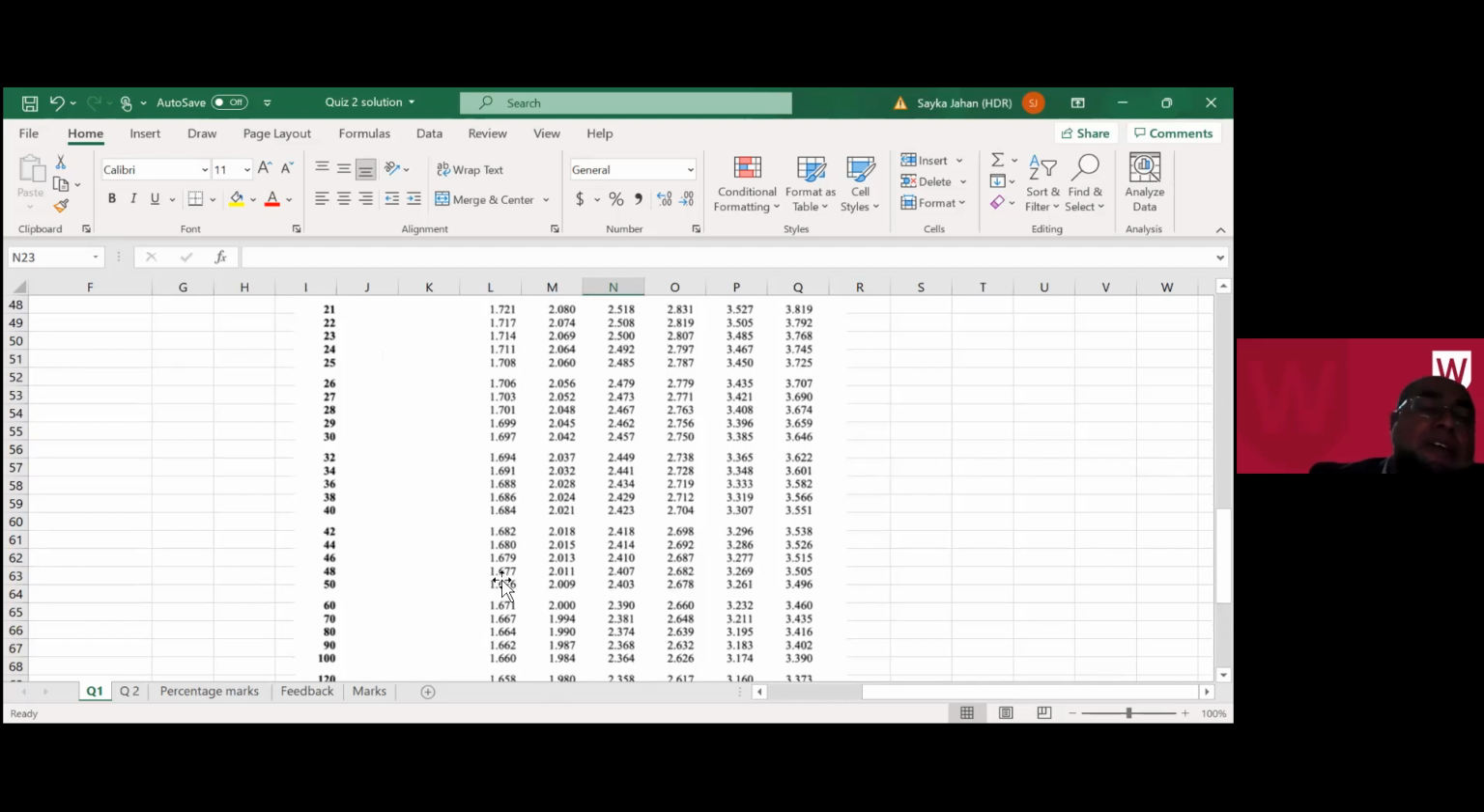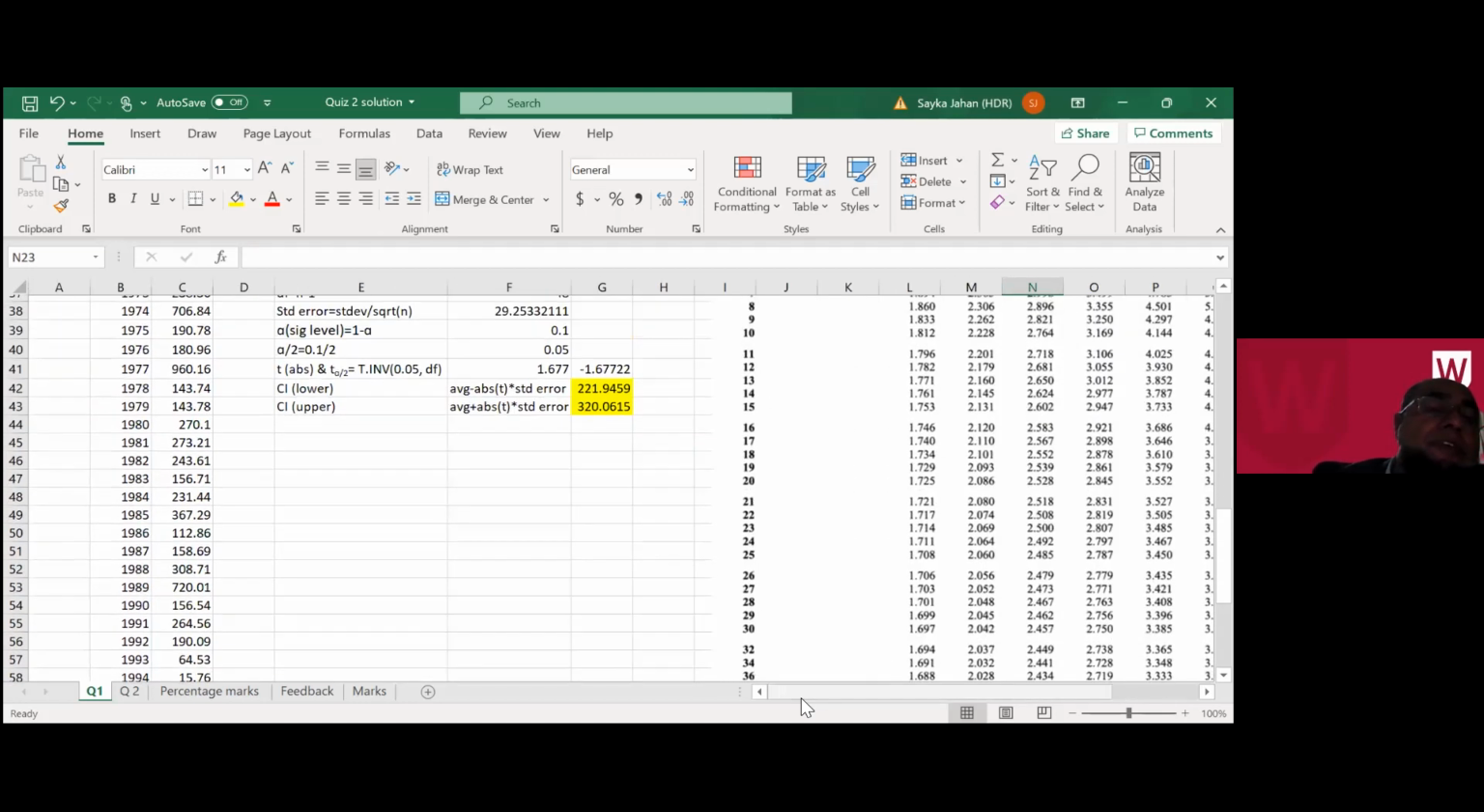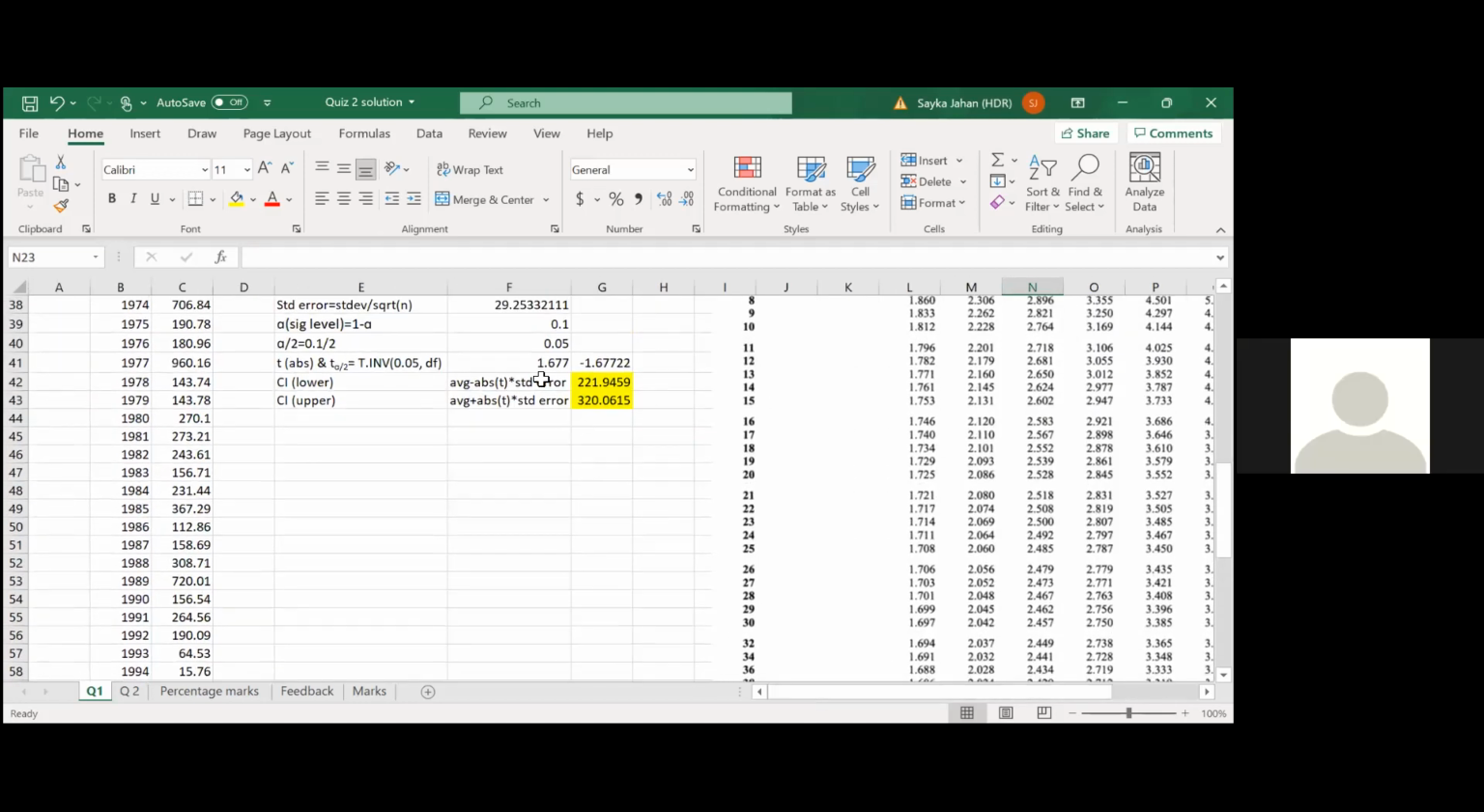Okay, so that is your degree of freedom, and then we have asked for the 90% confidence limit, is that right? Yes, Prof. On each side is 5%, so you have to take 1.677. So it is mean plus or minus 1.677. This is the confidence limit that you have to find. The lower limit is this, the upper limit is this, 221 to 320.